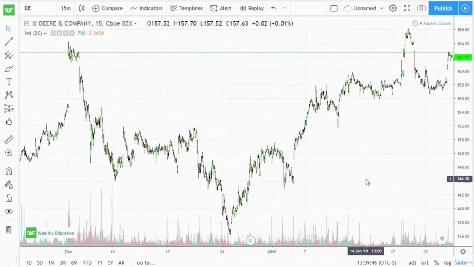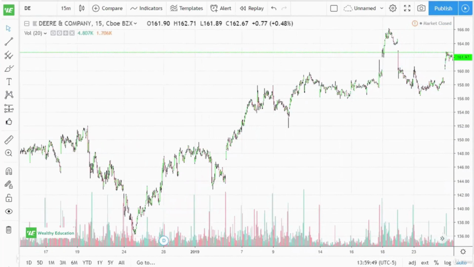Beyond that, what you really want to see, and in this case in Deere it was obvious, we had been bullish for quite some time. So it shows you that there's more conviction coming. We like continuation in these setups.